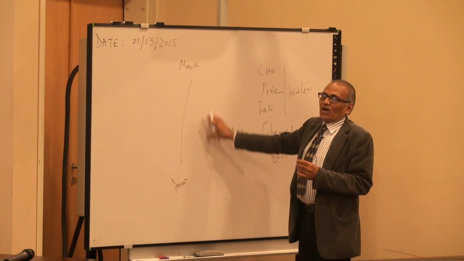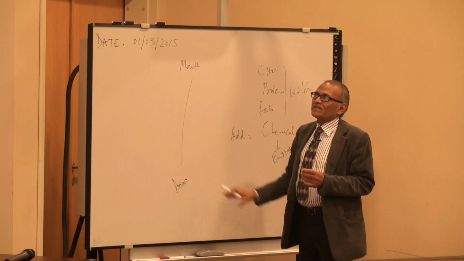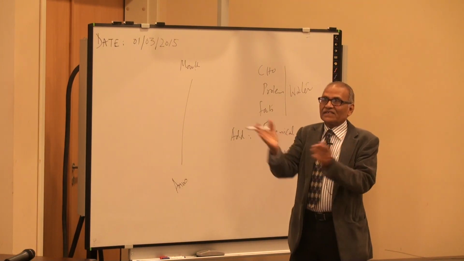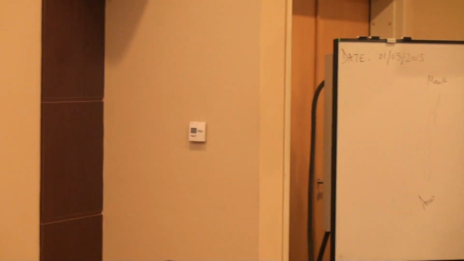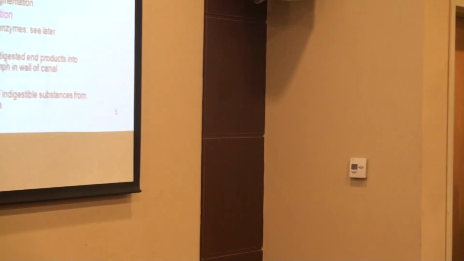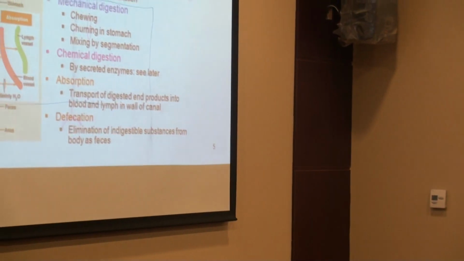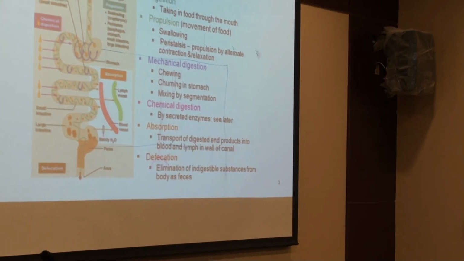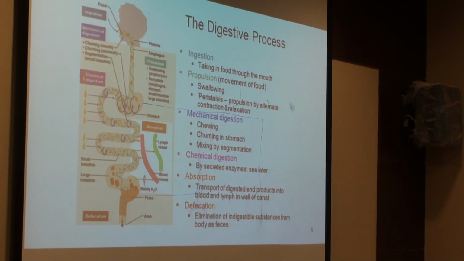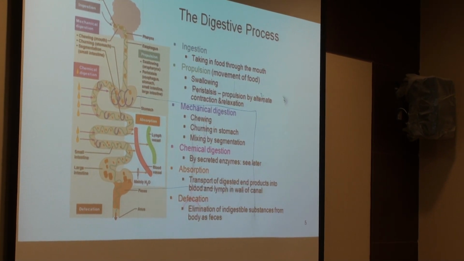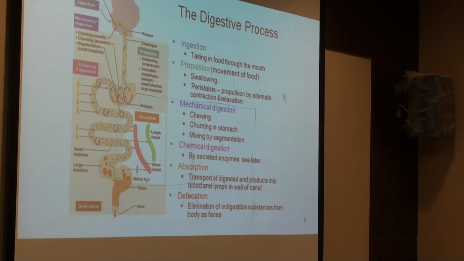The whole of this process comprises certain steps that we can better see in this slide. The process of ingestion, that is, to take in the food. The process of propulsion, that is, how the food moves. As we said, this is a mobile tube. It moves all the time. Motility is there, so it will propel the bolus forward.